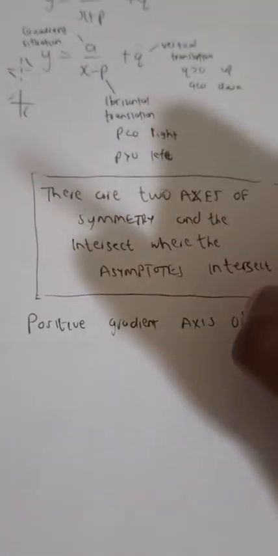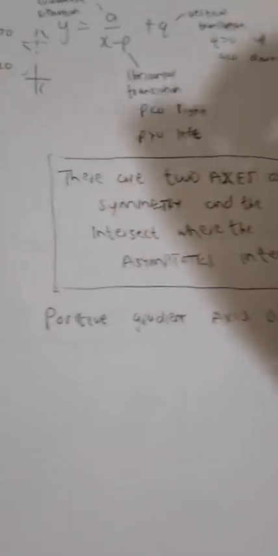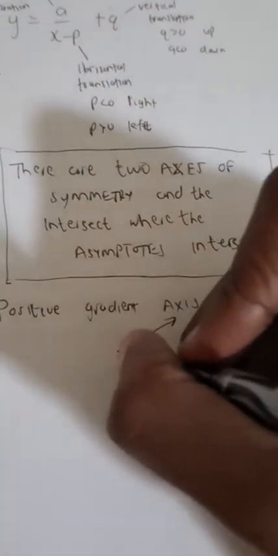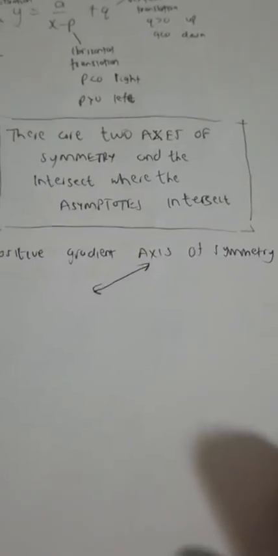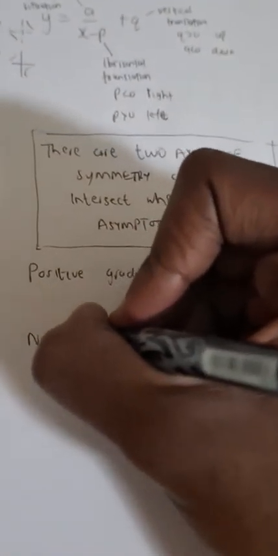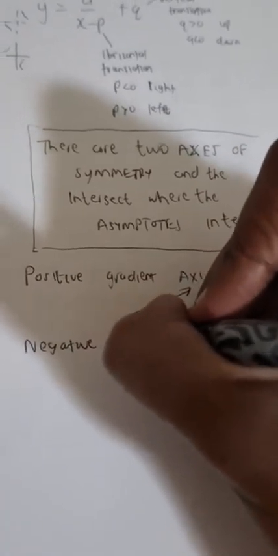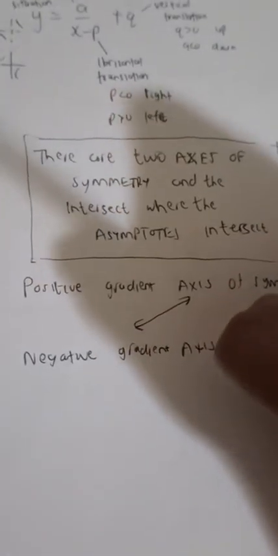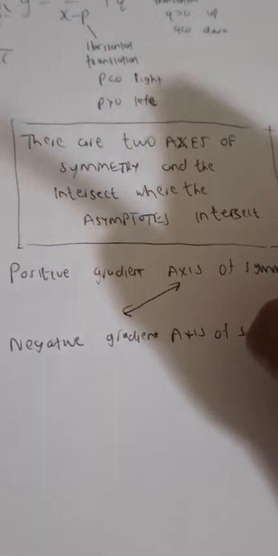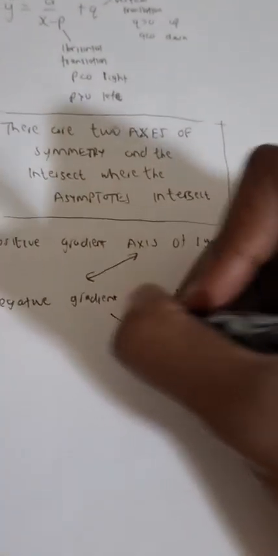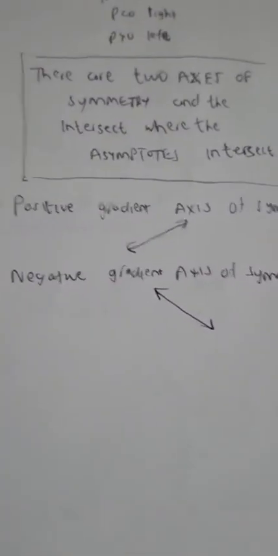So there are two axes of symmetry, and there's one that has a positive gradient axis of symmetry, which means, in other words, it's a straight line that is an increasing function, the positive gradient axis of symmetry, and then there is a negative gradient axis of symmetry. And it basically has a decreasing sort of straight line.